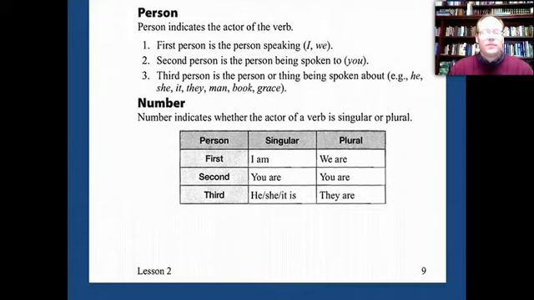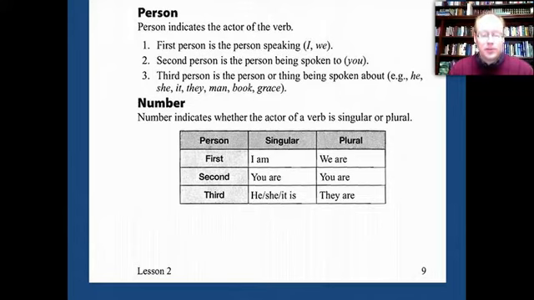For example, I am sitting on the chair. Ego katheme epi tes cathedras. Perhaps you are sitting. Su kathes se epi tes cathedras. He, avtos kathete epi tes cathedras. So we've been using first, second, and third person.